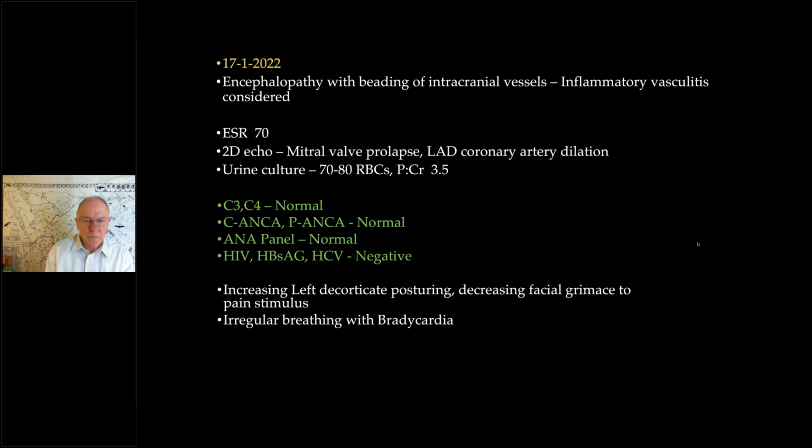C3 and C4 were normal, C-ANCA and P-ANCA were normal, and the complete ANA profile was normal. To look for an infective etiology of vasculitis, HIV, HCV and other viral markers were normal. Within 3 to 4 days after admission, the child had increasing left decorticate posturing, with a decreasing facial grimace to painful stimulus. So we got the MRI repeated.